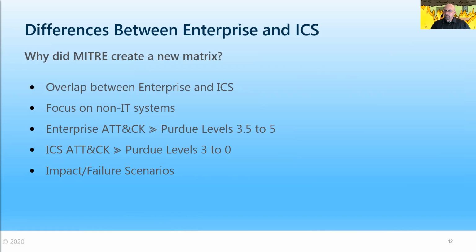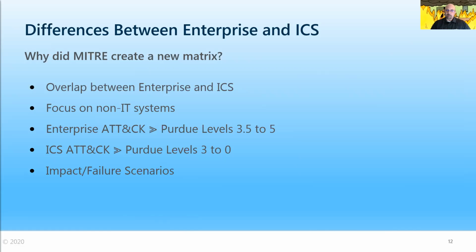I'm going to talk a little bit about the Purdue levels, and there's actually the next slide coming up. It breaks it out in better detail. But enterprise attack deals with the Purdue network levels of 5 down to 3.5, and ICS attack deals with Purdue levels 3 down to 0. I'll break those network architectures out for you in the next slide.